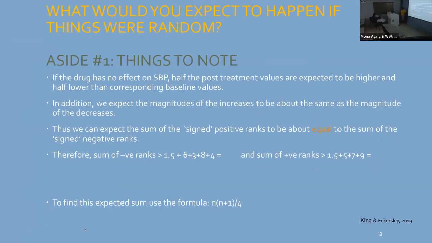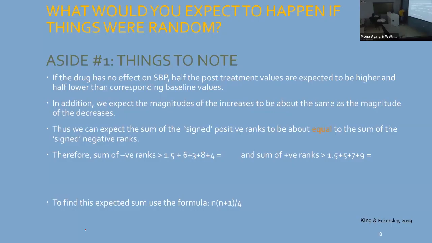So let's think about it. If the drug has no effect on SBP, what would we expect? We would expect half the post-treatment values to be higher and half to be lower than the corresponding baseline values. In addition, we would expect the magnitude of the increases to be about the same as the magnitude of the decreases. Thus, we can expect the sum of the positive ranks to be about equal to the sum of the negative ranks.